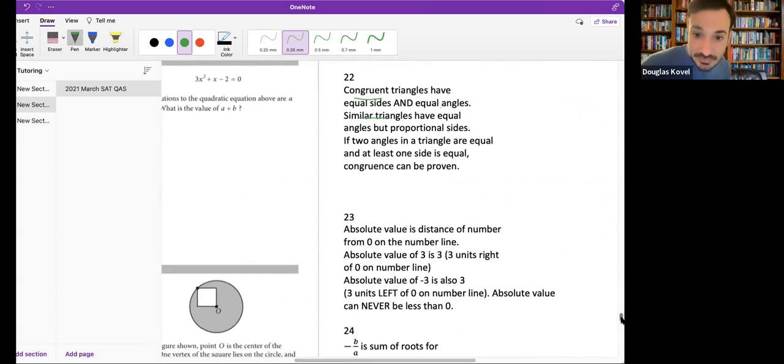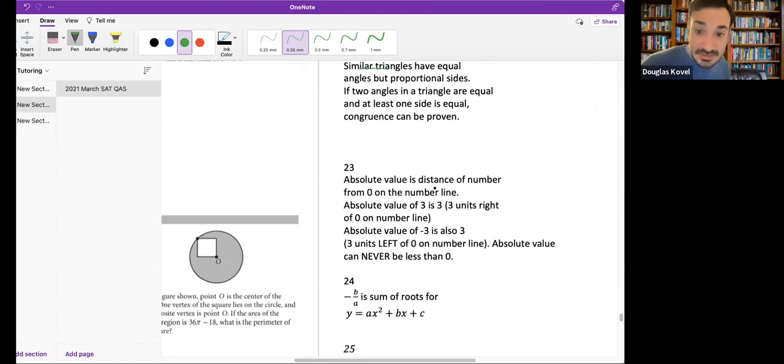So in general, absolute value, as you remember, is the distance of a number from 0 on the number line. So for example, the absolute value of 3 is just 3, since it's 3 units to the right of 0 on a number line, whereas the absolute value of -3 is also 3, because it's 3 units to the left of 0 on a number line. And one thing you always want to remember is that absolute value can never be less than 0. So it's either going to be 0 or a positive number.